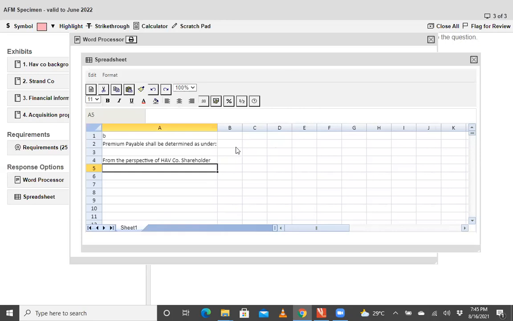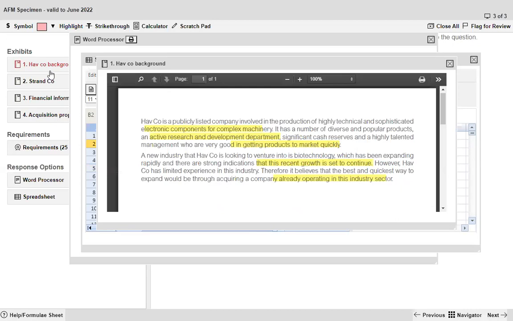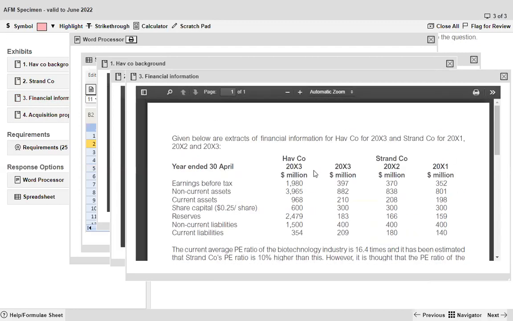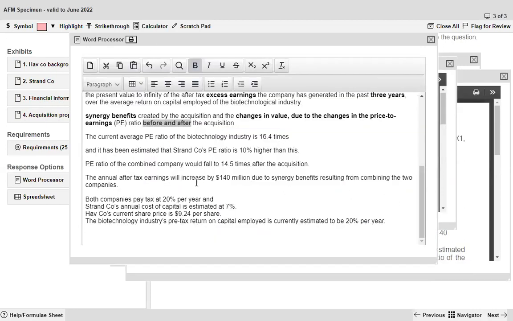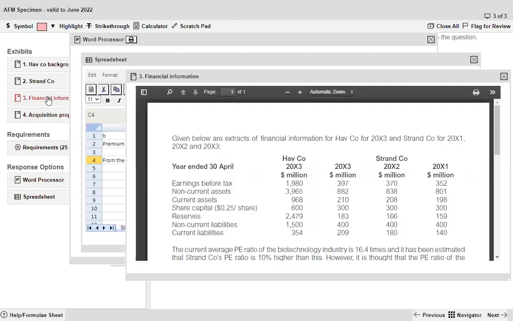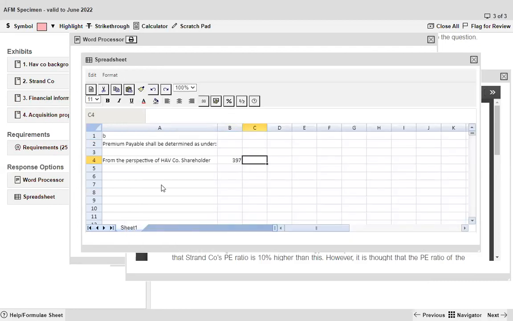Okay, now let's just try to see how it is going to be calculated. See, try to understand the earning before tax: 397, 370, 352.